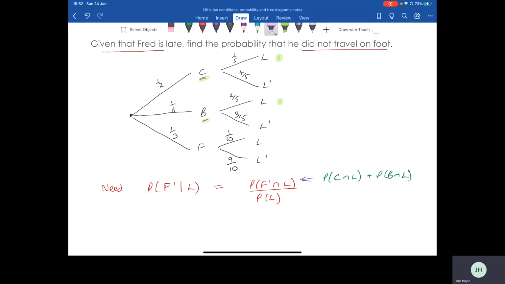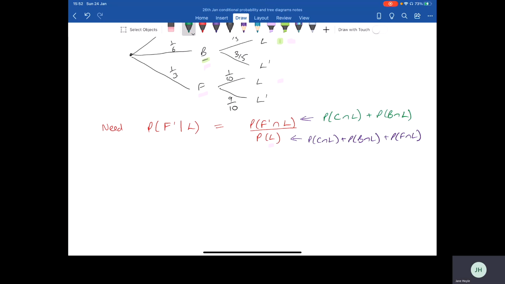The bottom is just the probability that he's late. We don't mind whatever means of transport it is. So it's going to be that one, and also that one, so we're going down those three branches. So on the bottom: probability car and late plus probability bike and late plus probability travels on foot and is late.